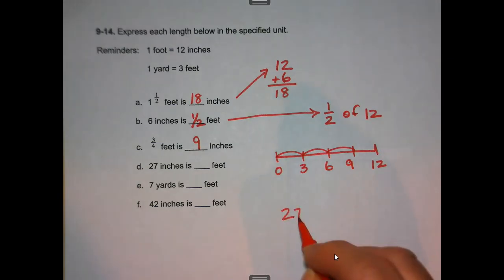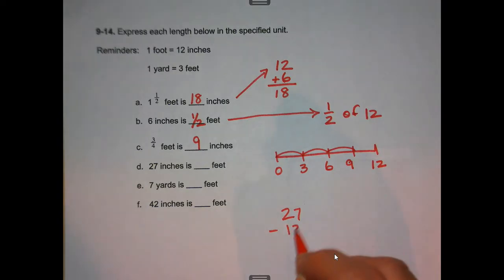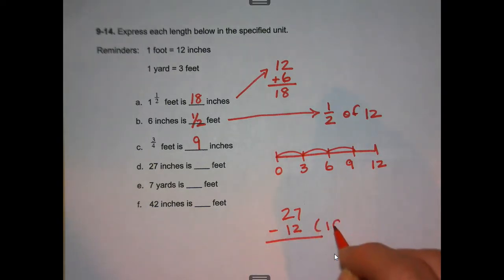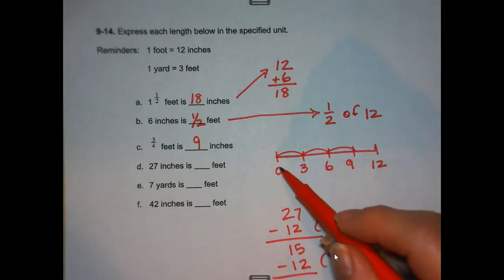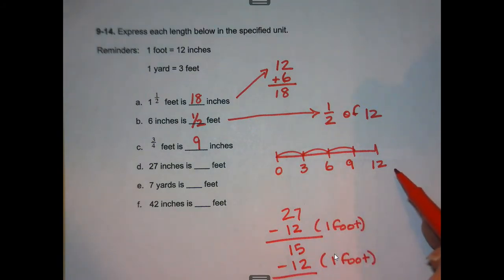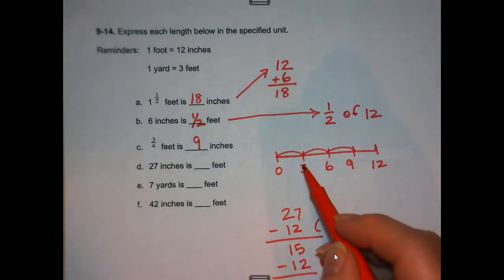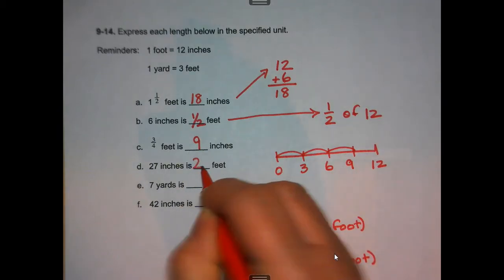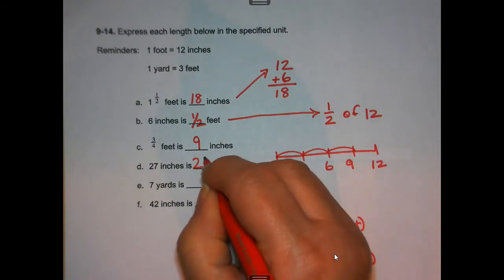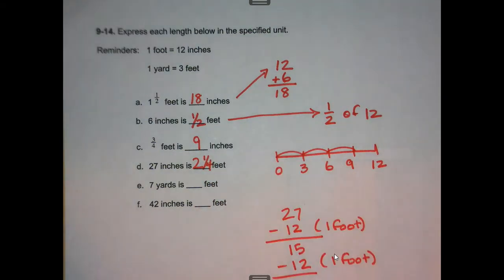27 inches, well, I can take away 12, and that's 1 foot. And that leaves me with 15. I can take away 12 more. That's another foot. And I end up with 3. Well, if I look up here, I saw that I can divide 12 into 4 parts, and 3 is one of those 4 parts. So I am going to write this out as 2 feet and 1/4. So 2 1/4 feet.